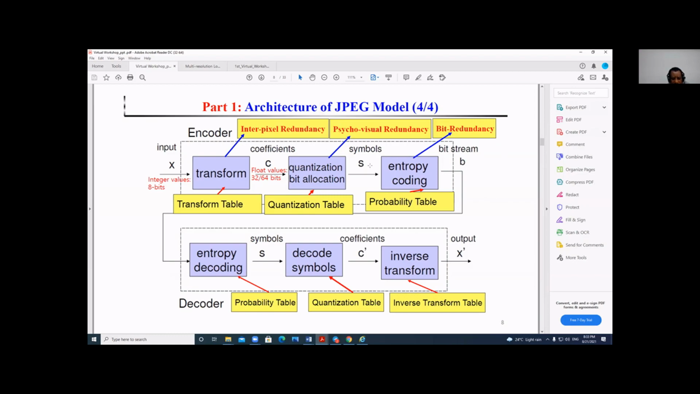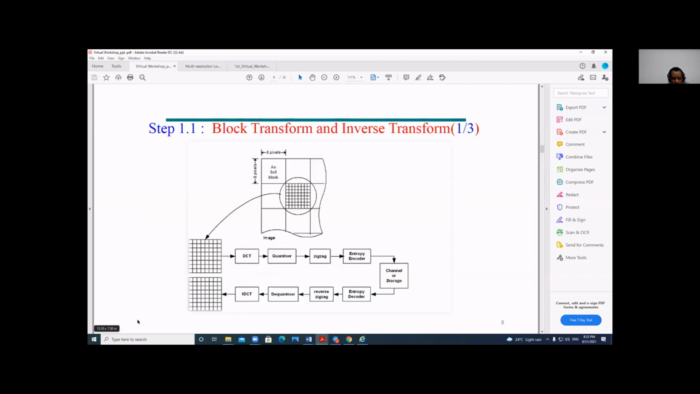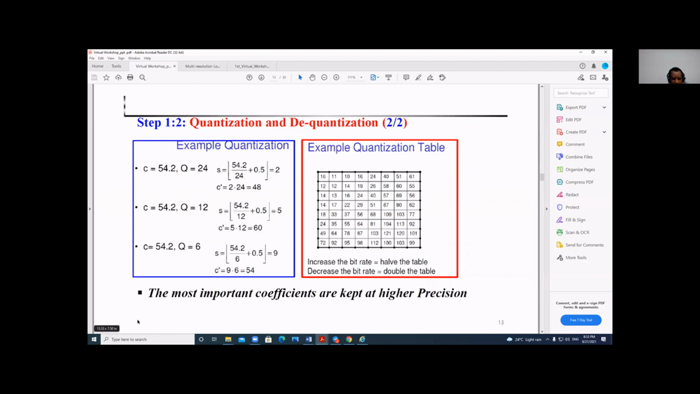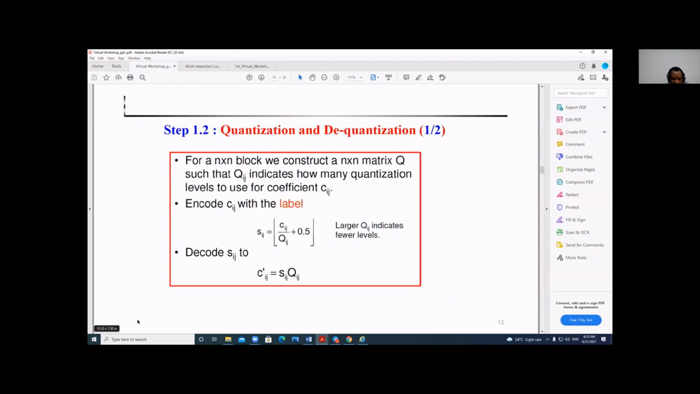Those integer values will then be used for the entropy coder. The entropy coder always accepts symbols or integer values. It will not accept floating values. That is the reason why we are doing quantization. This is the mathematical part, but the theoretical part is that we are doing quantization because we have to remove psychovisual redundancy.